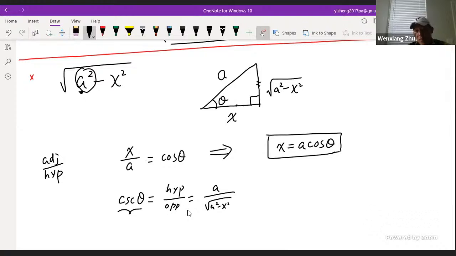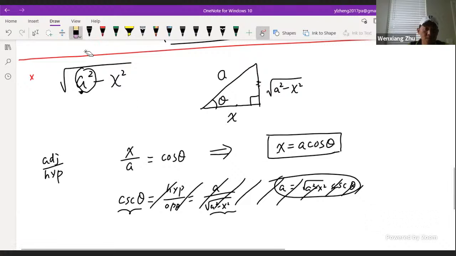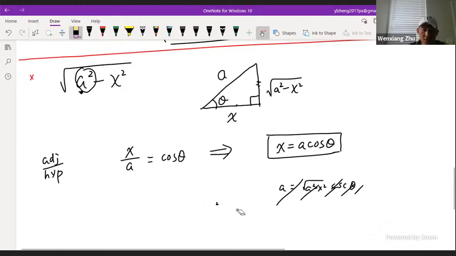And remember, when we're doing the substitution, you want to replace x by some variable. Once you have this, you just multiply both sides by this thing. It does not give you a very simple form for how to express x in terms of another variable. So that's why people choose not to use that, because this is not as simple as the previous one. In this case, using cosine theta is the easiest way to do that. Okay. So that's the reason why we want to do that.